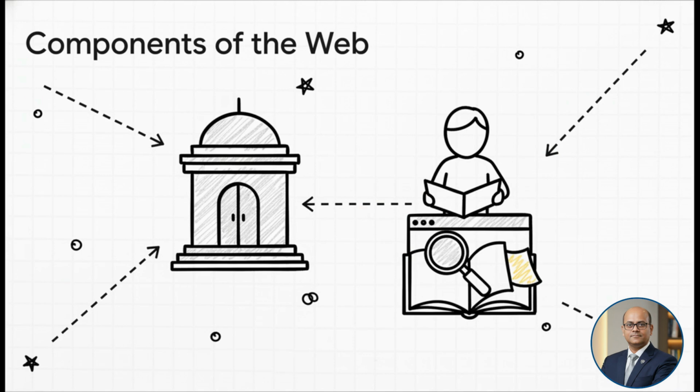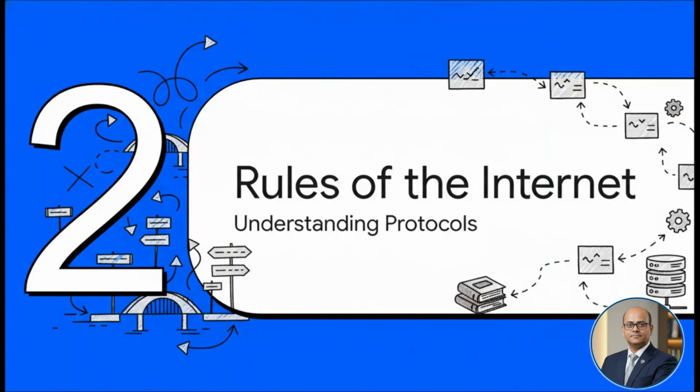So let's understand the different parts. Think of a web server as a big library. It stores all the books. You, sitting with your computer, you are the web client, just like a student going to the library. A website is like one full book. A web page is just one single page from that book. And your web browser, like Google Chrome, is how you read the book. Simple, isn't it?